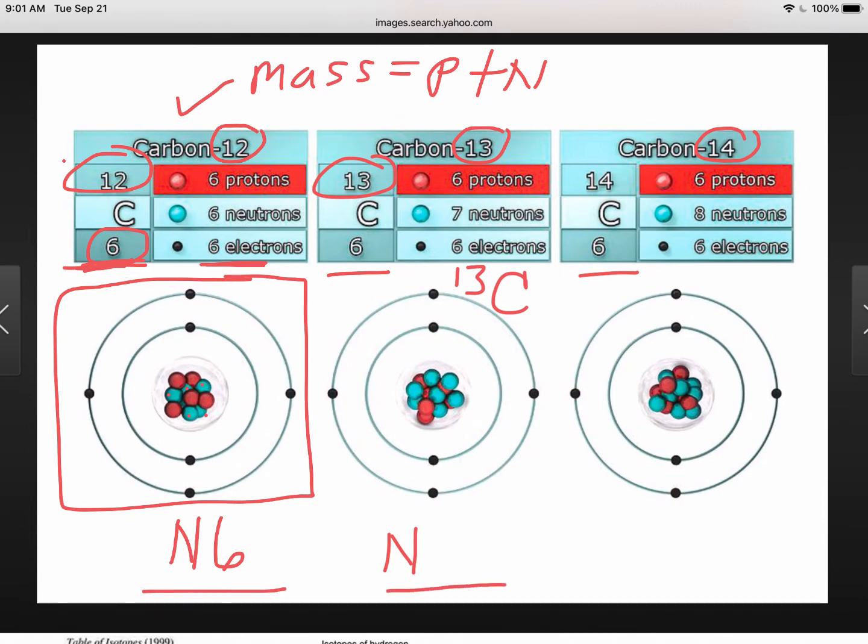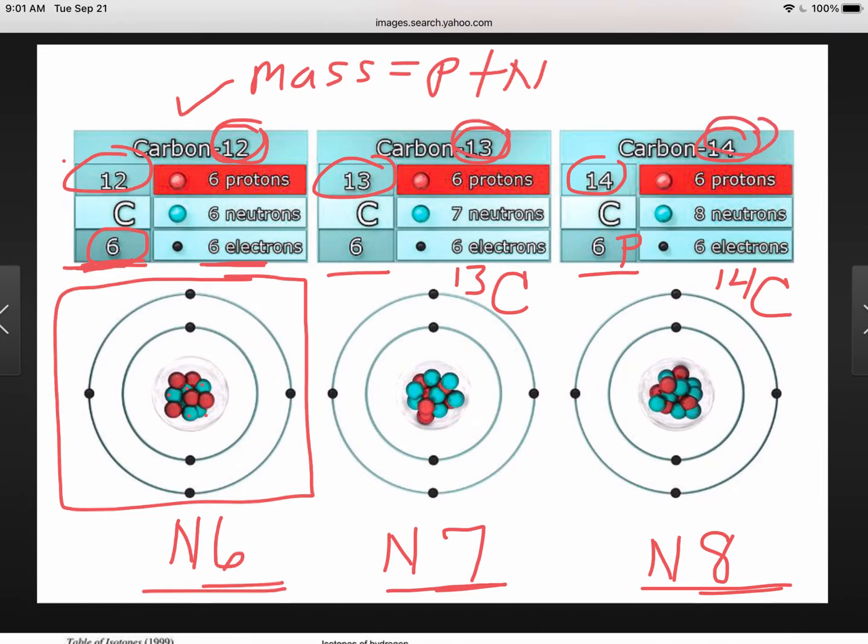13 minus 6 is going to give you 7 neutrons. Very good. Now for this third isotope, you have carbon 14, a bit more hazardous. 14 minus your 6 protons is going to give me how many neutrons? 8. Very good. So you see how you have the same element, but a different number of neutrons. Because of that different number of neutrons, you have a different mass number for each atom. These are isotopes. Are we okay so far?